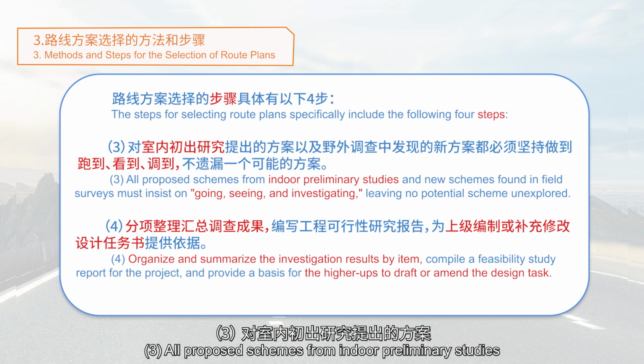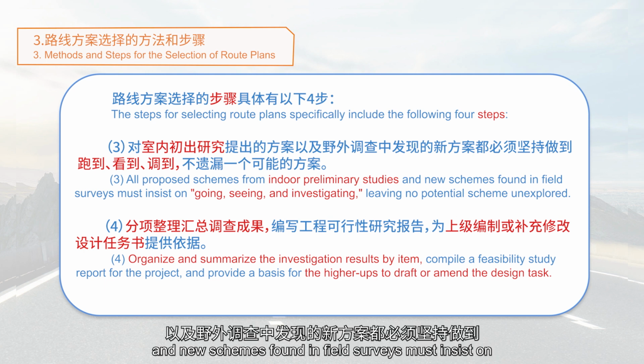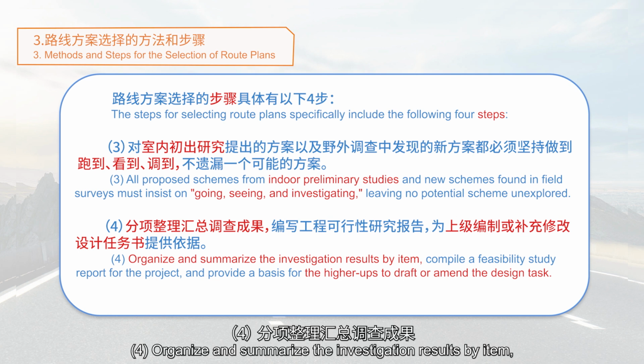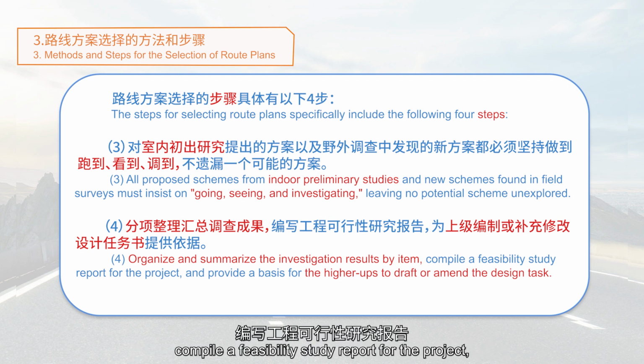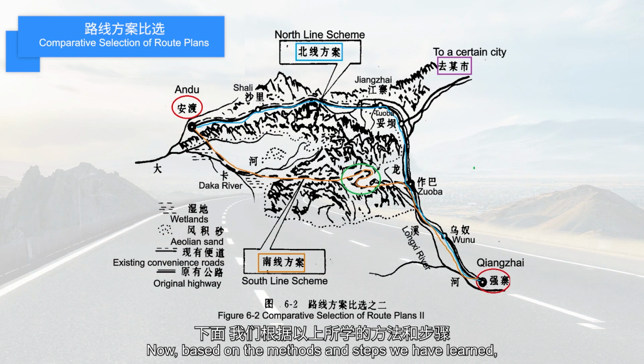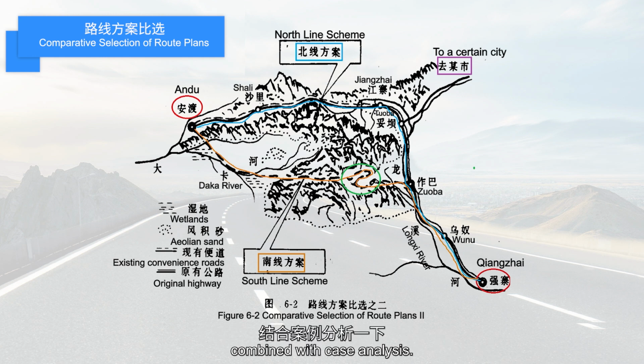3. All proposed schemes from indoor preliminary studies and new schemes found in field surveys must be gone to, seen, and investigated, leaving no potential scheme unexplored. 4. Organize and summarize the investigation results by item. Compile a feasibility study report for the project, and provide a basis for the higher-ups to draft or amend the design task. Now, based on the methods and steps we have learned, let's combine them with case analysis.